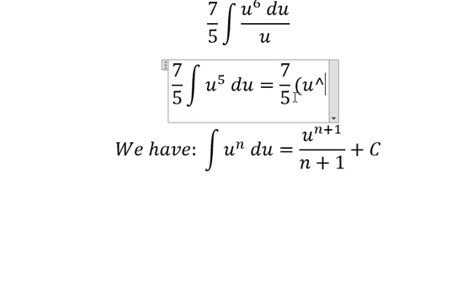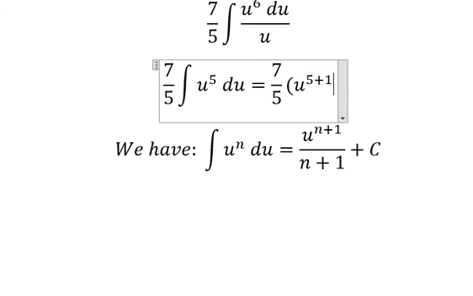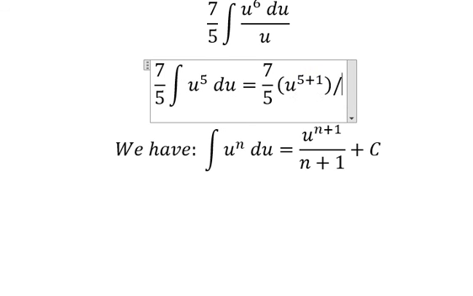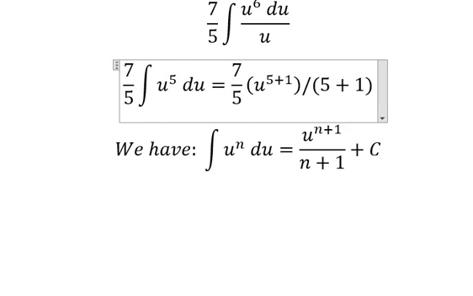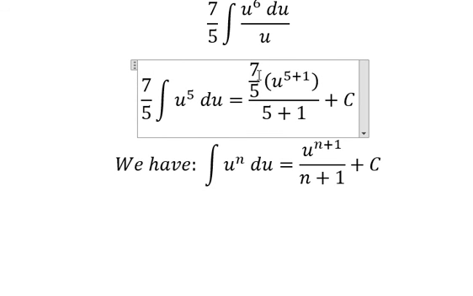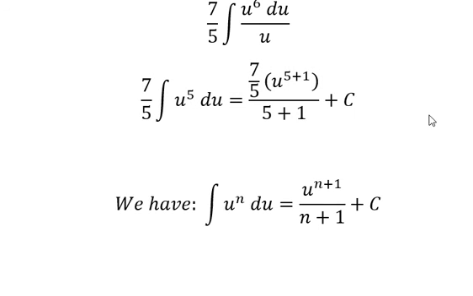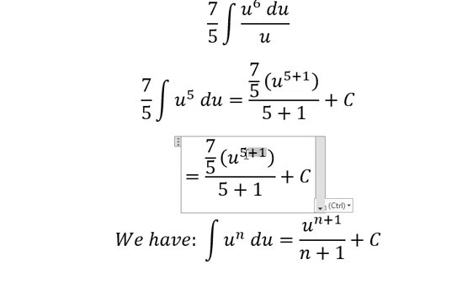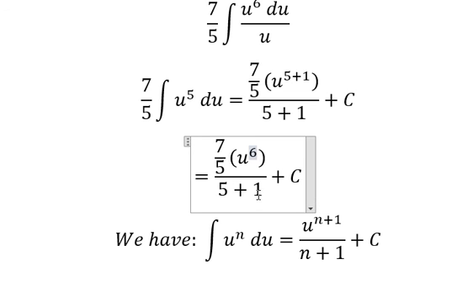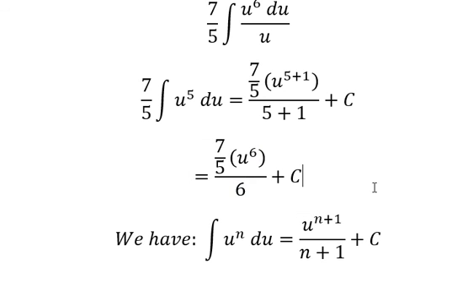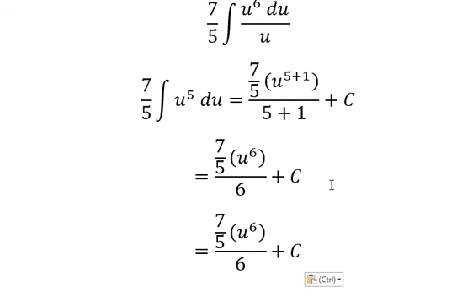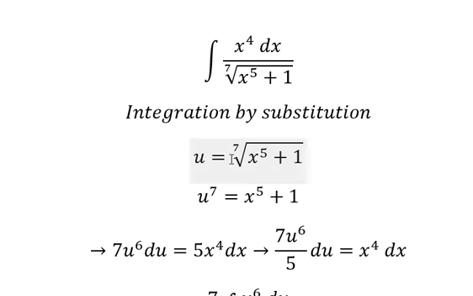You get u to the power of 5 plus 1 over 5 plus 1, and we put c in here. So this one you get number 6. This one you get number 6. About u, that is this one.